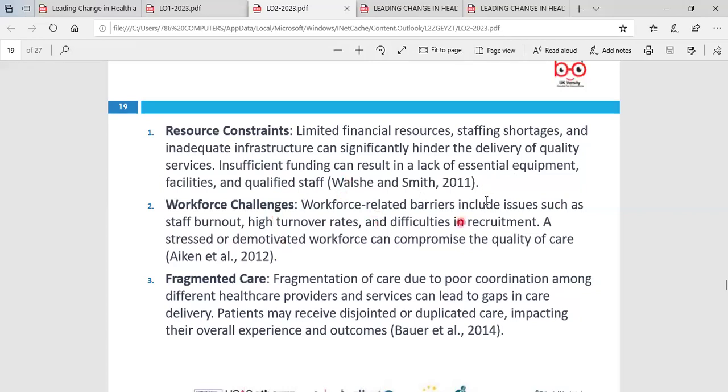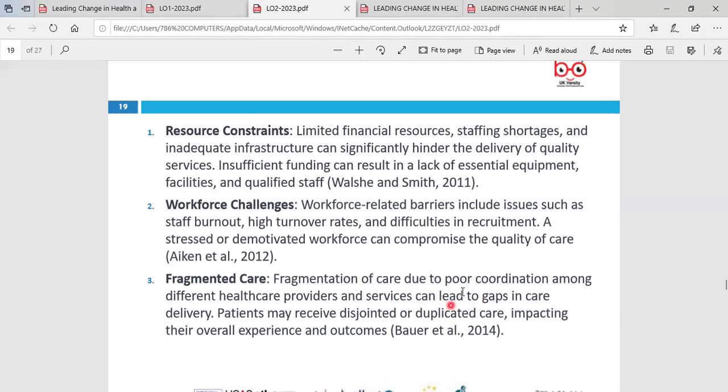Workforce challenges: barriers like staff burnout, high turnover rates, people get trained and they leave the organization. That's really bad. So there has to be some reason for them to stick in your organization. Being happy is very important, being satisfied for this stakeholder. Also difficulties in recruitment, so you might not have a very good pay scale for them, not very good CPD opportunities for them, not very good packages for them, so then you have difficulties in recruitment.